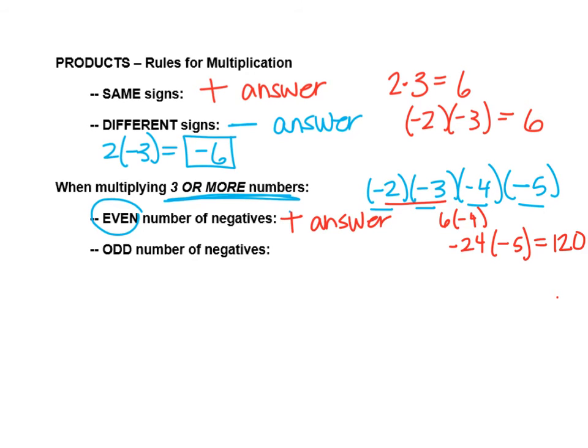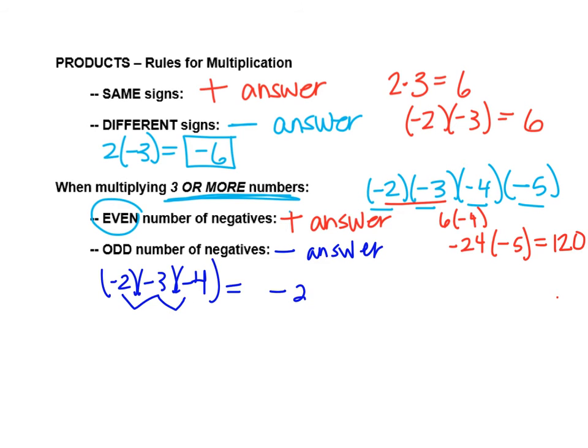Now if you have an odd number of negatives, you will have a negative answer. So for example, if you're doing negative 2 times negative 3 times negative 4, so I'm multiplying 3 negatives, I know it's going to be a negative, and then I can just do 2 times 3 is 6, 6 times 4 is 24. It's just a little bit of a shortcut way through that.